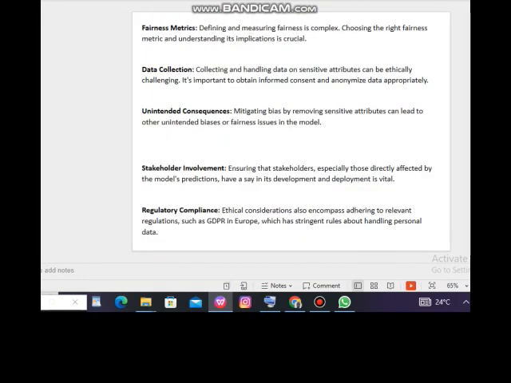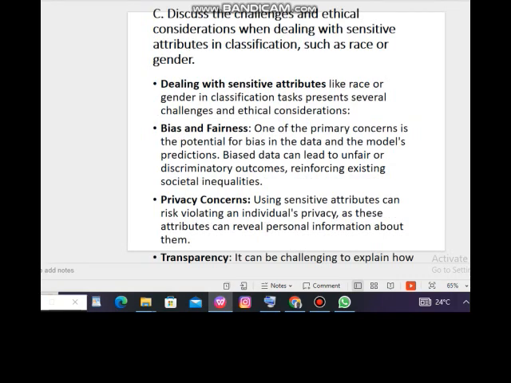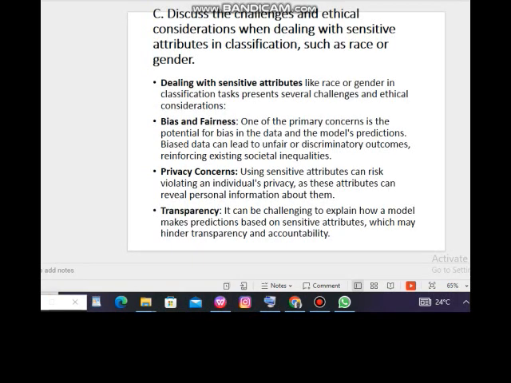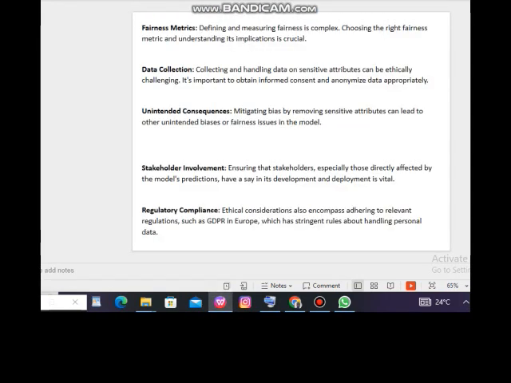Transparency. Discuss the challenges and ethical considerations when dealing with sensitive attributes in classification. I talked of also transparency, as it can be challenging to explain how a model works based on sensitive attributes, which may hinder transparency and accountability. Fairness metrics. Defining and measuring fairness is complex. Choosing the right fairness metric and understanding its implications is very crucial.